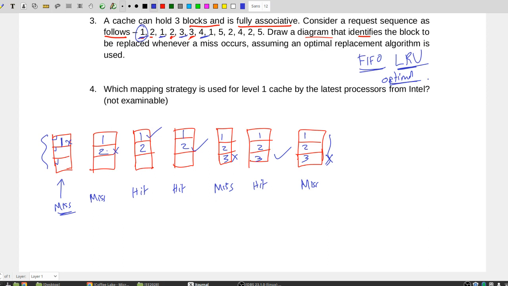Okay, so here the question is about optimal. So let's look at what optimal strategy would be. So now, since 4 is to be brought into the cache, either 1, 2, or 3 should be kicked out. The 3 occupants of the cache right now are 1, 2, 3, right? So look forward and see which one is not required in the future or not required in the near future. 1 is needed in the future, 2 is needed in the future. So our candidate will be 3. So 3 will be kicked out and will be replaced with 4.